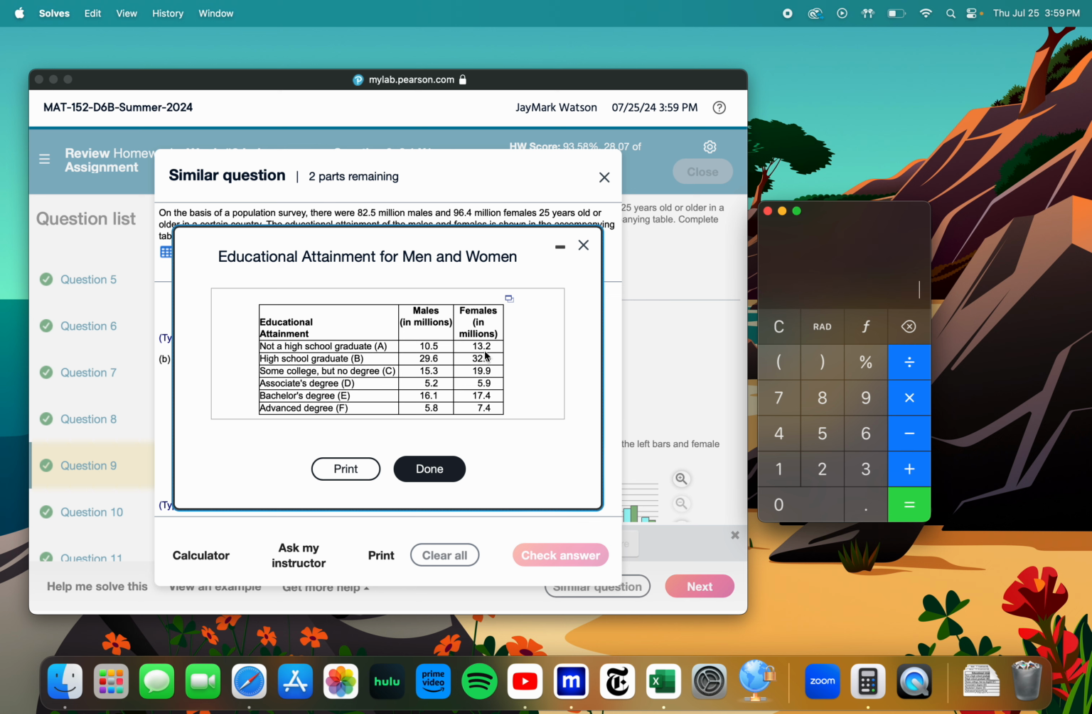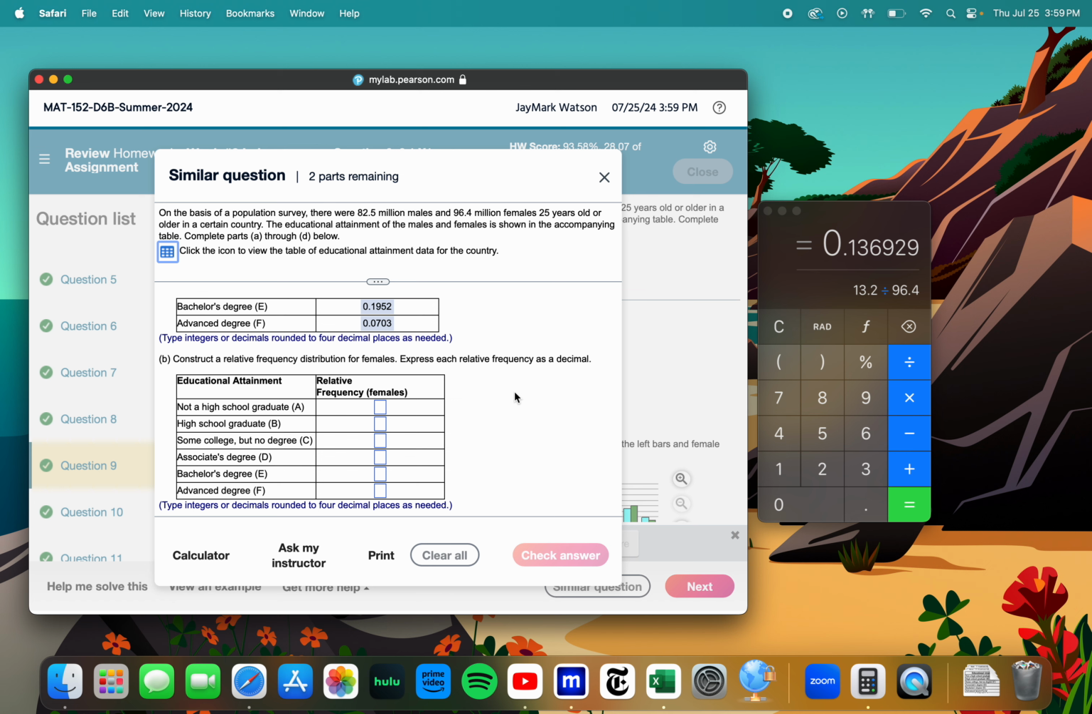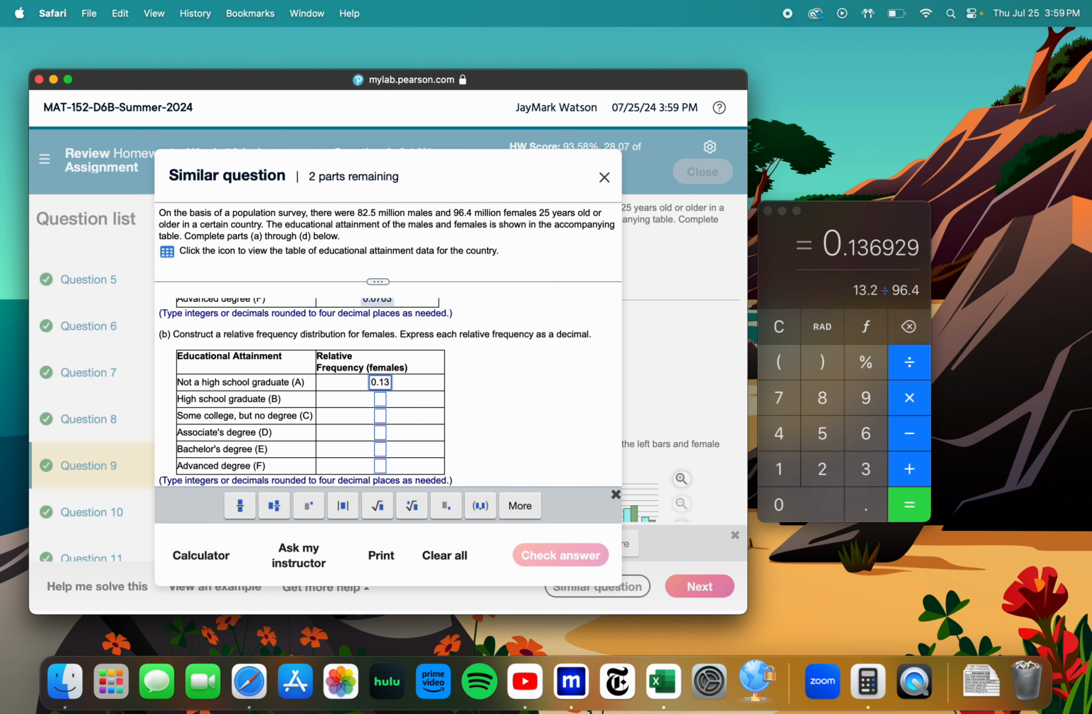So let's do each of these divided by 96.4. So 13.2 divided by 96.4 gives us 0.1369. And you don't round up because the numbers behind that place are not high enough. So 0.1369.